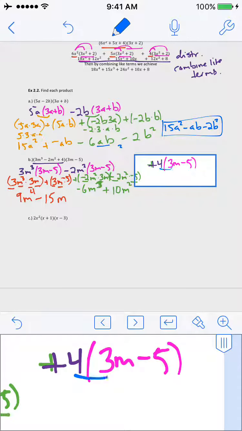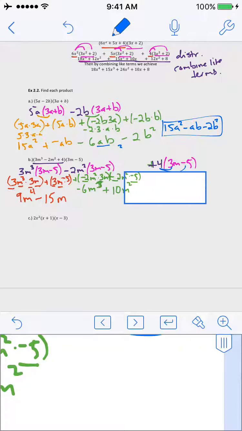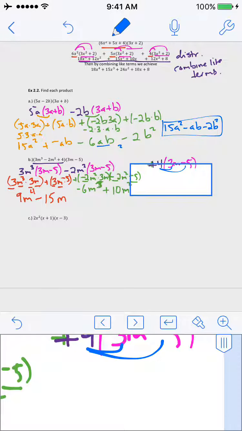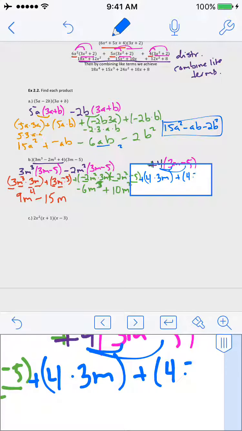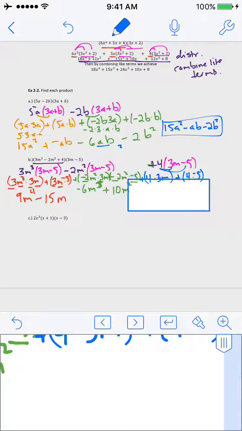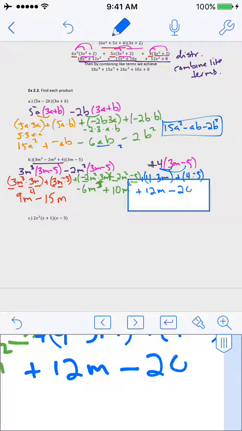This one's pretty simple because it's just a 4, right? So I get 4 times, let's do 4 times 3m, and 4 times negative 5. We end up with plus 12m minus 20.